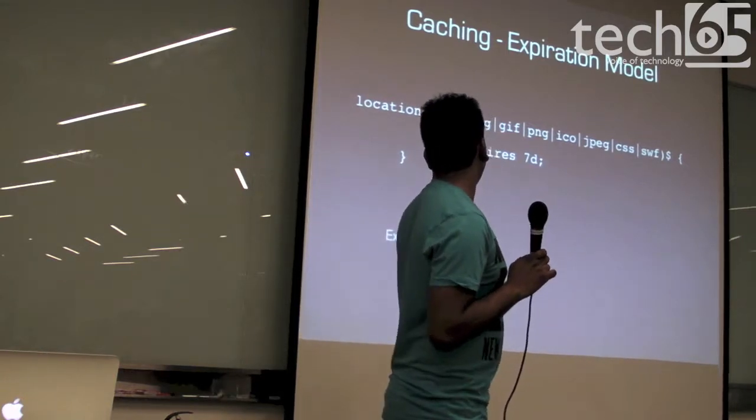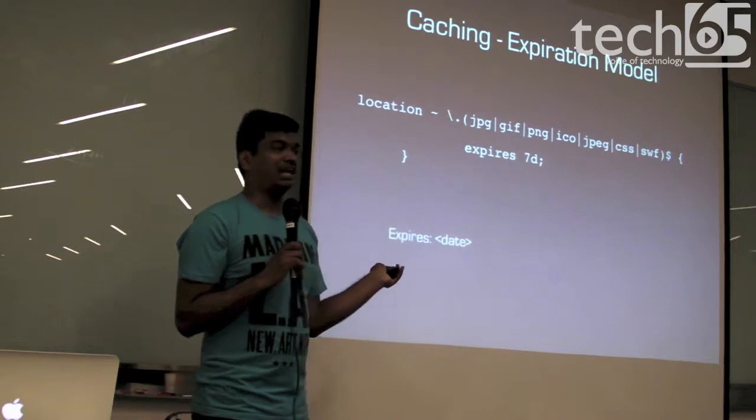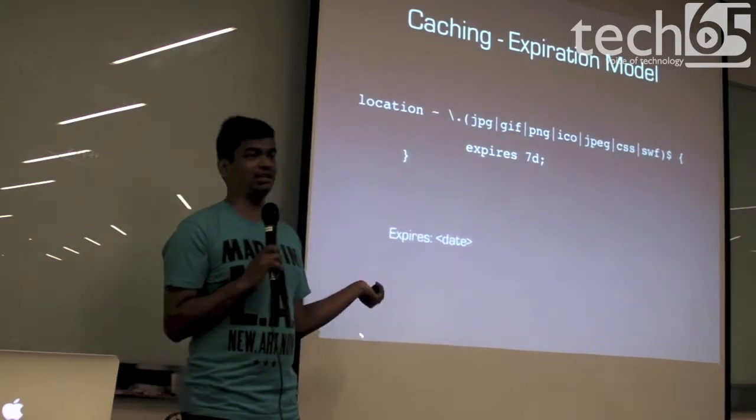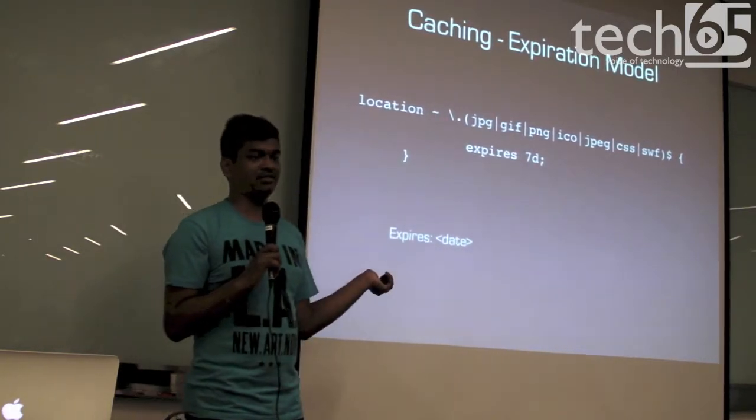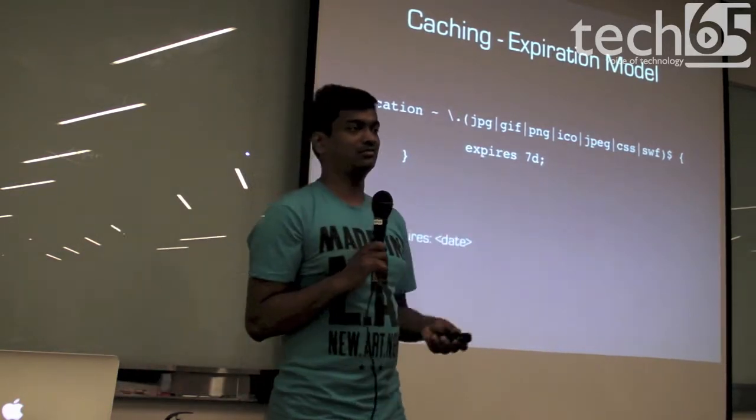This is what happens when you set something like this in your Nginx config, Nginx application converts it to something like this. Expires after the date will be today plus 7. Okay.